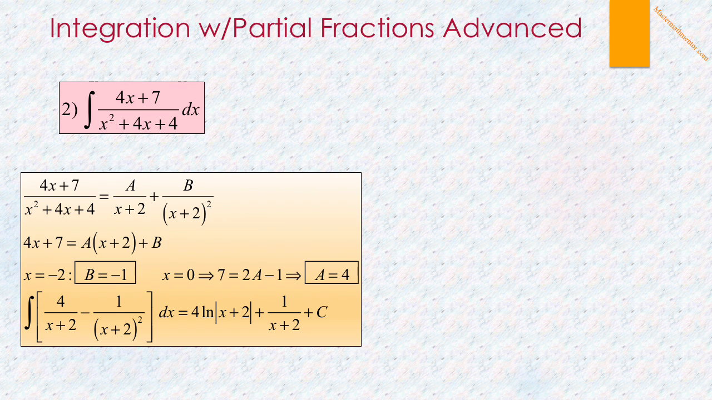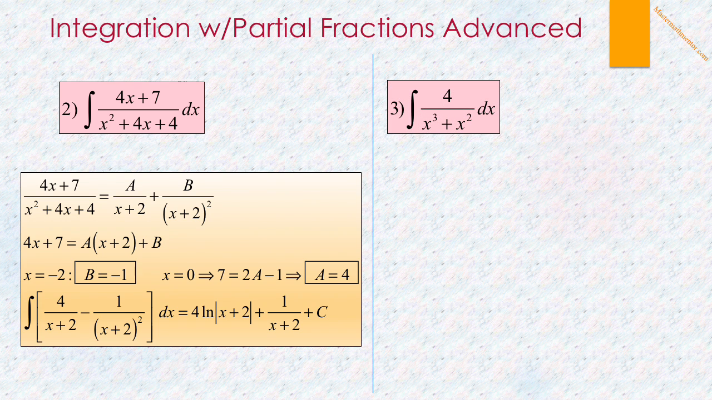So we're really being asked to integrate 4/(x + 2) - 1/(x + 2)² dx. And this turns out to be 4 ln|x + 2| + 1/(x + 2) + C.